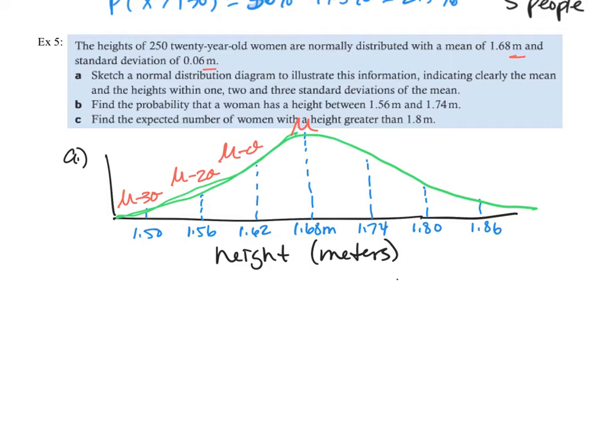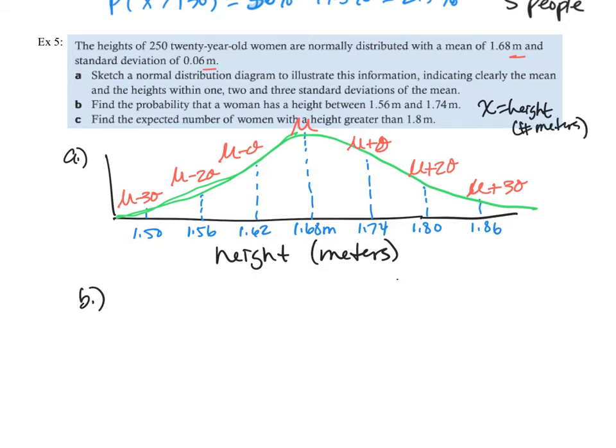And then the same thing in the other direction, only this time we're going to be above the mean. So this is one standard deviation above the mean, and then two standard deviations above the mean, and finally three standard deviations above the mean. I think we've taken care of letter A, so let's move on to letter B. Letter B says, find the probability that a woman has a height between 1.56 and 1.74 meters. Let X represent the height of a woman in meters.